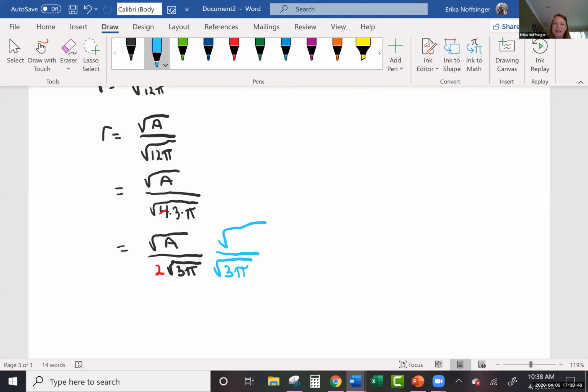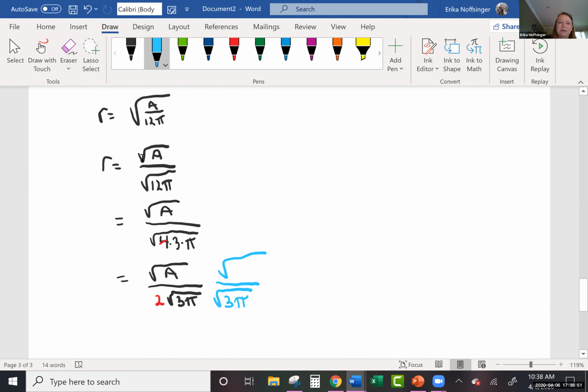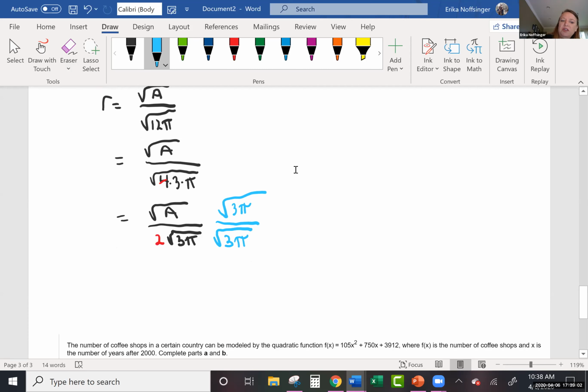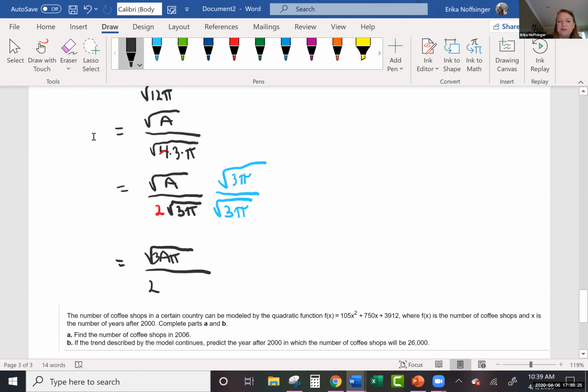And so we started with, well, it was an equation, but we're not squaring both sides. We are just doing the same thing to the one side. Get rid of that radical. And so this is equal to square root of A times square root of 3 pi. I can just rewrite that all underneath one radical. So this is the square root of 3A pi, I don't know how you want to write it, all over 2 times, well, the square root of 3 pi times square root of 3 pi.